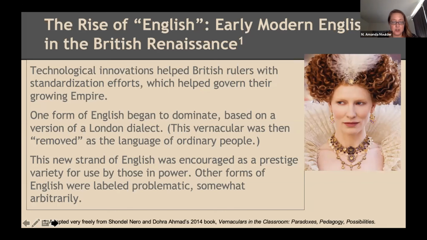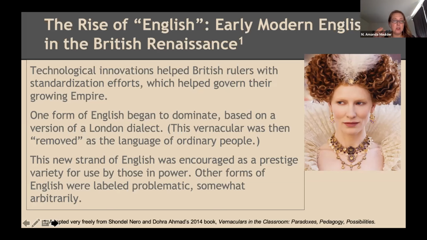So vernaculars arose, and people started using them. And even vernacular Englishes that predate the colonial context were labeled as wrong. Colonial schools labeled these vernaculars as wrong. And in both situations, schools become these places where vernacular languages are forbidden. Their use was punished. And so Shondell Nero and Dura Ahmad actually argue that schools become spaces for explaining language in terms of rules and exceptions.